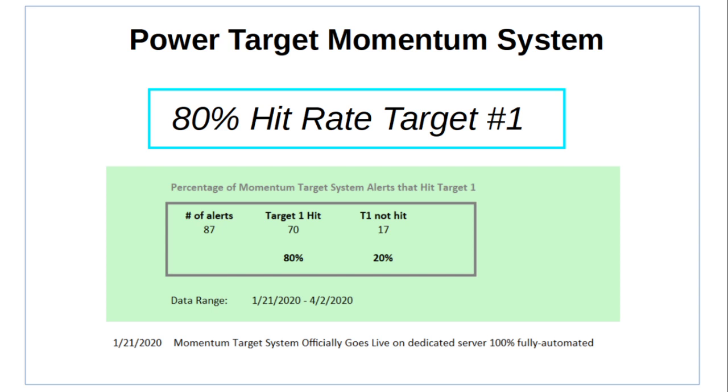But here's the thing. In this environment, we're able to capitalize on a big move just by selling at target one, calling it a win, and waiting for the next one.